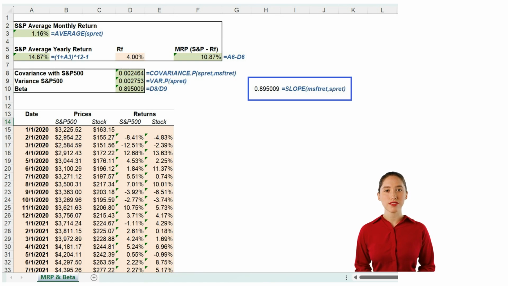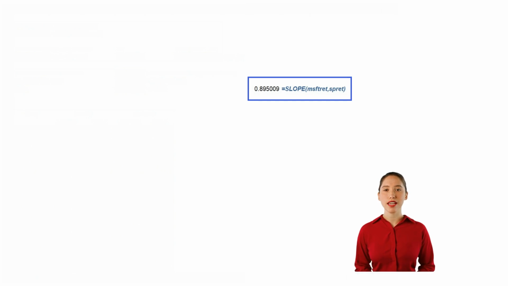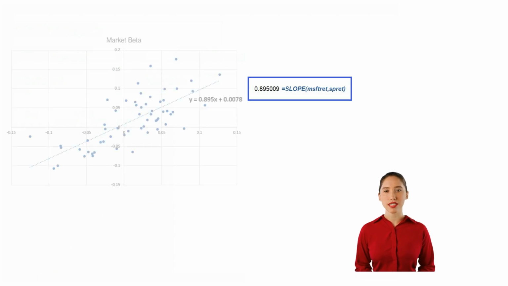Finally, we may alternatively use the SLOPE command in Excel to calculate the beta relying on a single Excel command. Let's recall that the market beta is in fact the slope of the trend line upon regressing a stock's returns on the market returns. The model would look like this.